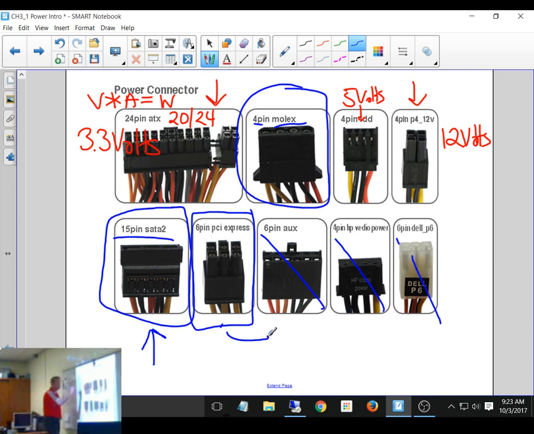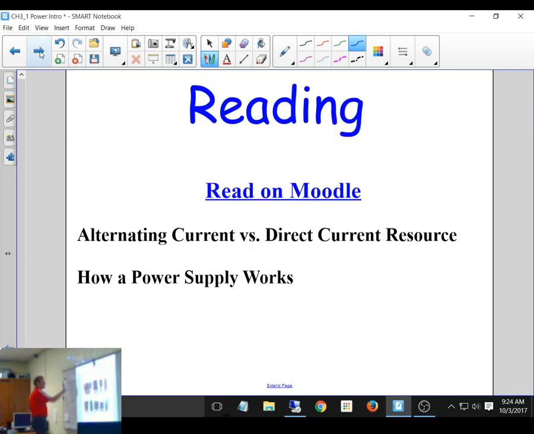So voltages, 3.3, 12, 12, 12, 12, 12, 12, 12, and 5. Okay? So when in doubt, it's probably 12 volts other than the... I didn't update the slide. We're going to take a break right here and do reading, but I didn't update the slide, so let's go to where I wanted you to do the reading.